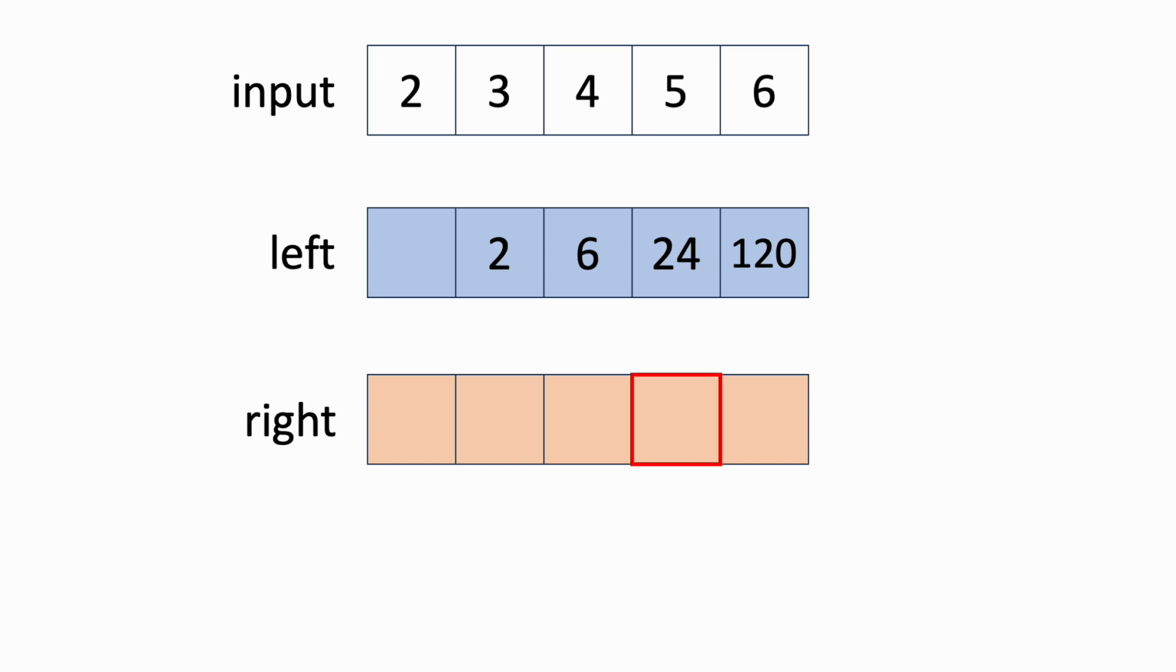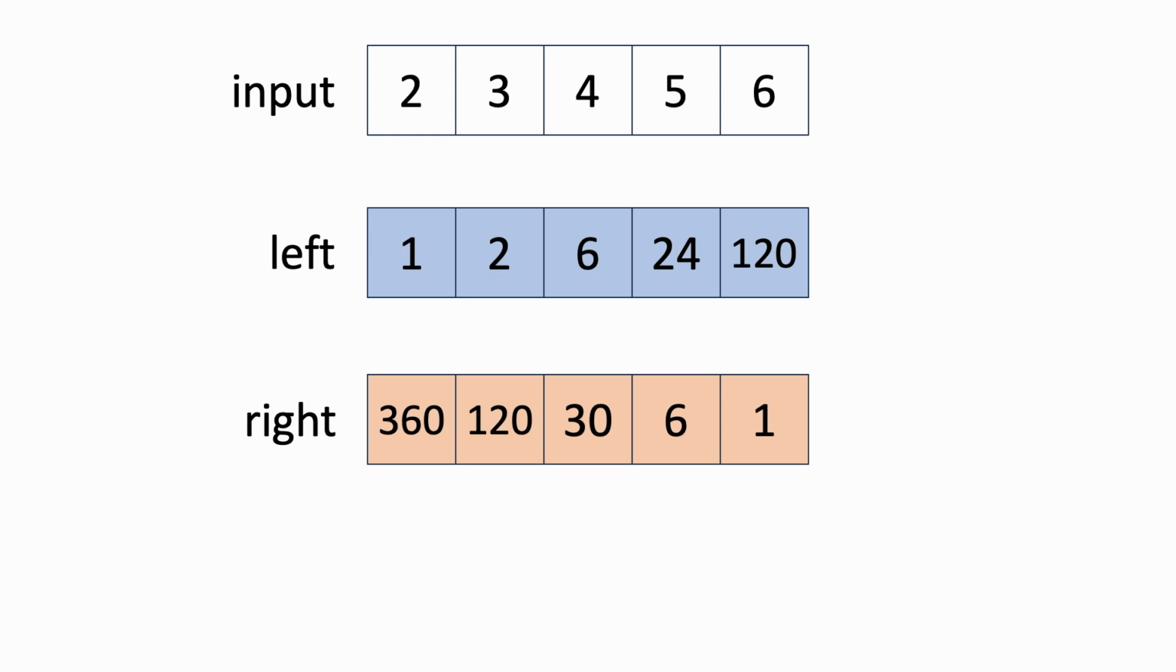The only number to the right of this is 6, so we'll start with that. Then we'll use the same method as before. 5 times 6 is 30, so that goes here. Then 4 times 30 is 120, and finally 3 times 120 is 360. I'm going to fill in these blank spaces with 1s, and we're finally ready to calculate the final array.